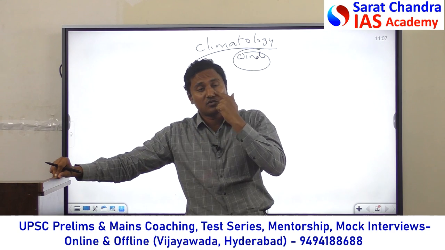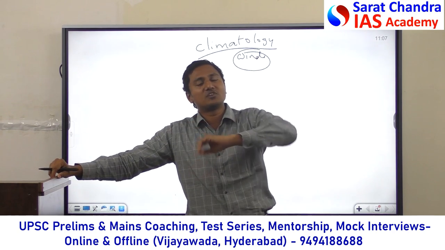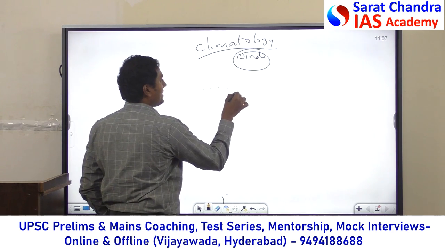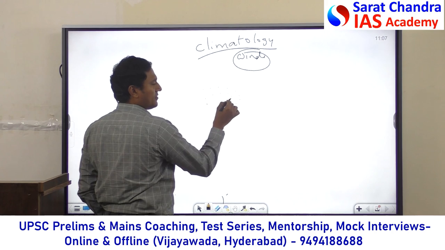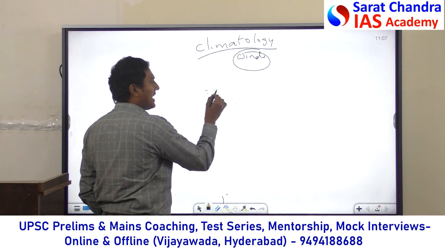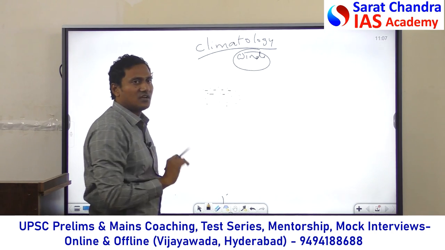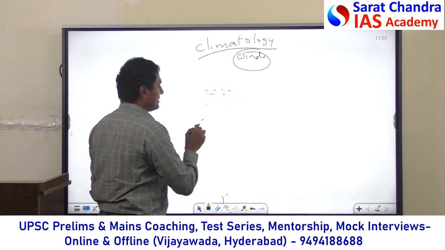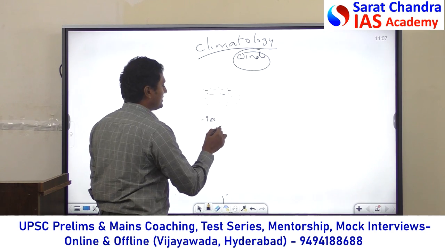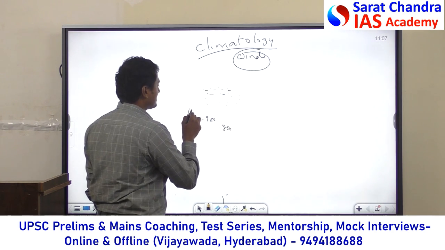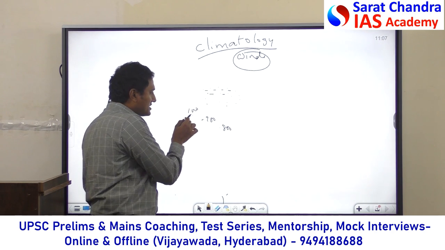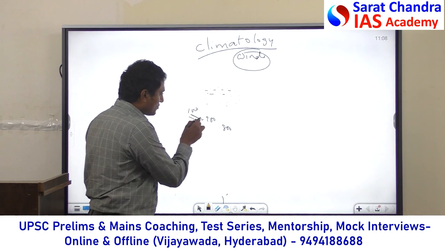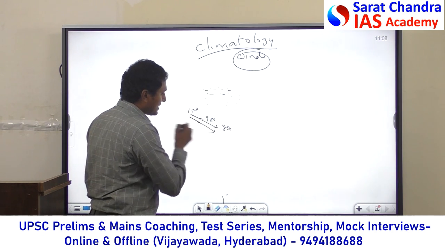Slope here does not mean the slope of height. It is the slope in the pressure gradient, the pressure difference. For example, if the pressure is the same in all these areas, then the air in this region will not move. It will stay there only. But if the pressure here is, say, 900, pressure here is 800, pressure here is 1000, then the air from this point moves towards this, and again moves towards this, understand?